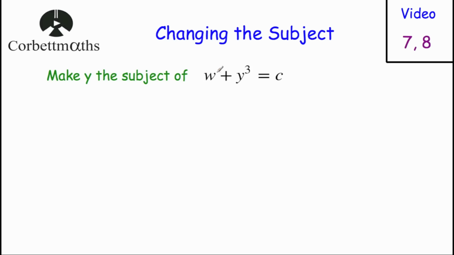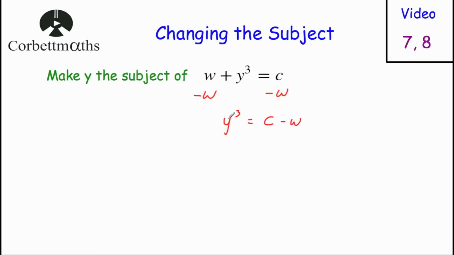So here we've got w plus y cubed equals c. So we want to get the y on its own. So what I'm going to do first of all is get rid of this w. So I'm going to minus w from both sides of this formula. So we're taking away w to get rid of the w, so we'd just be left with y cubed on the left hand side, and then on the right hand side we'd have c minus w, so c minus w.